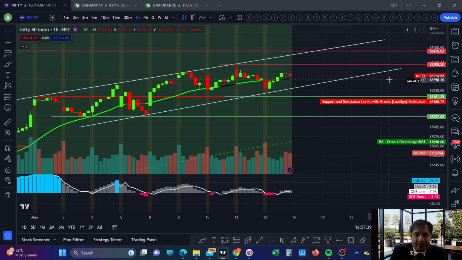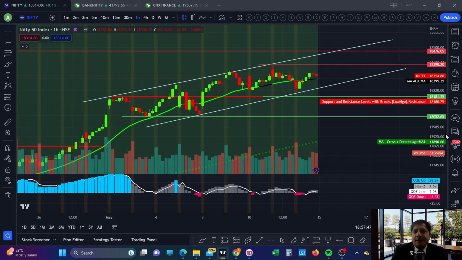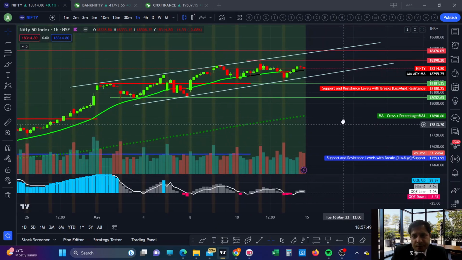Also, looking at the volatility index, the volatility is somewhere between 12 and 13. So I don't expect too much of a movement to happen in a single direction, right? But still, nevertheless, I see it as moderately bullish.